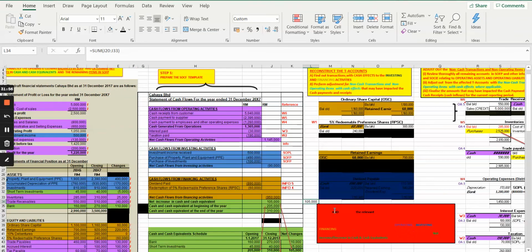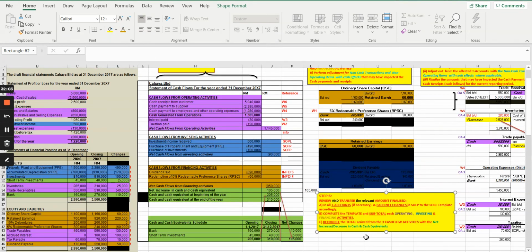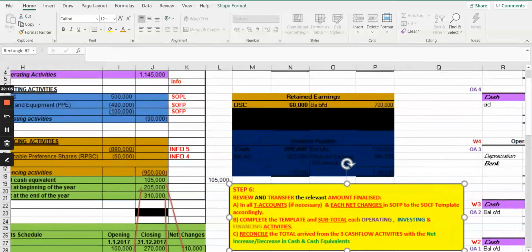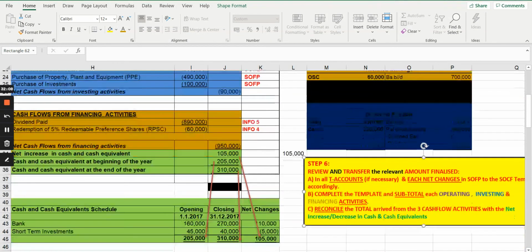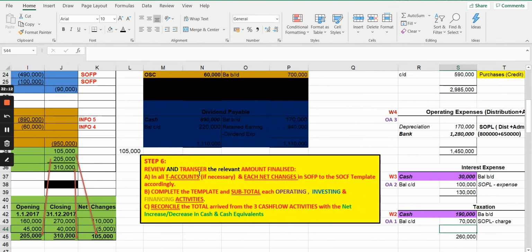And the last thing to do is step 6 that I've forgotten to highlight. So step 6 is for you to review all and transfer all the relevant amount that you have finalized. Okay, in all the T accounts, if it's necessary, all the net changes, we have done that, everything in the statement of cash flow template where applicable. Complete the template, go and do the subtotal, I've done that. Reconcile the total, I've done that. Yeah, all the A, B, C, I've done that.